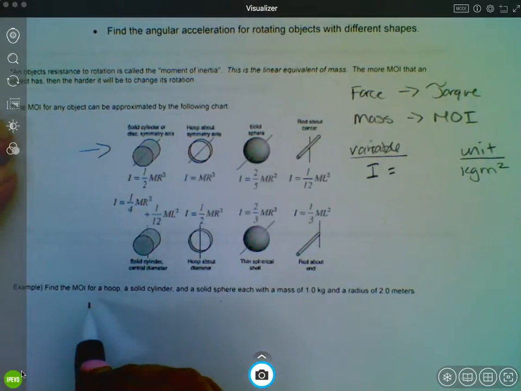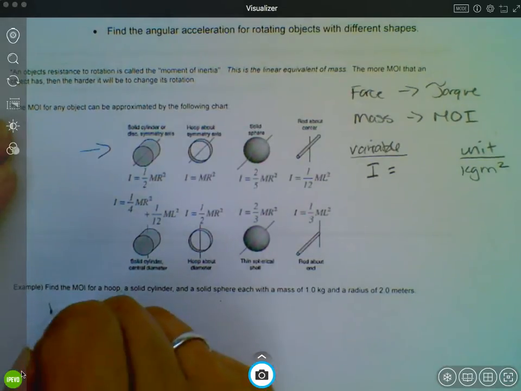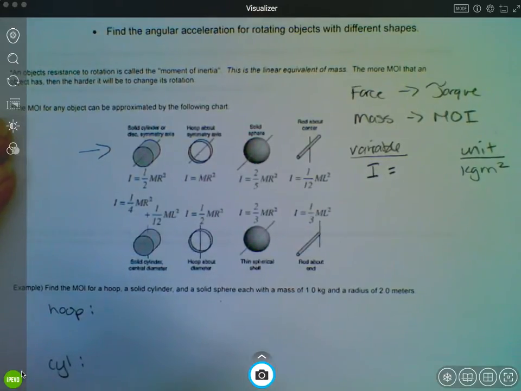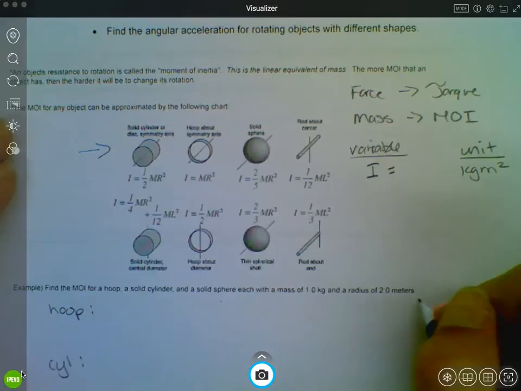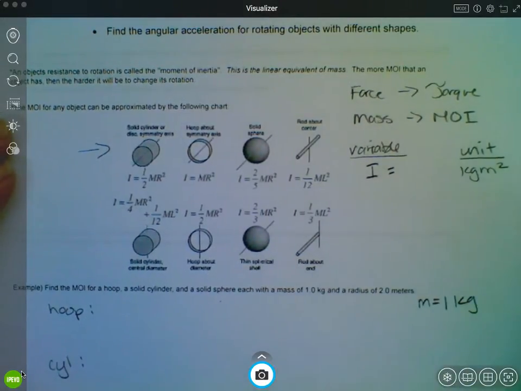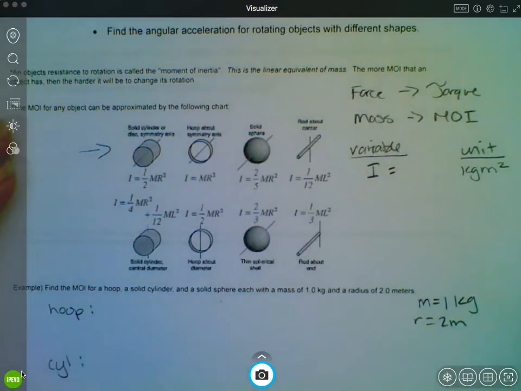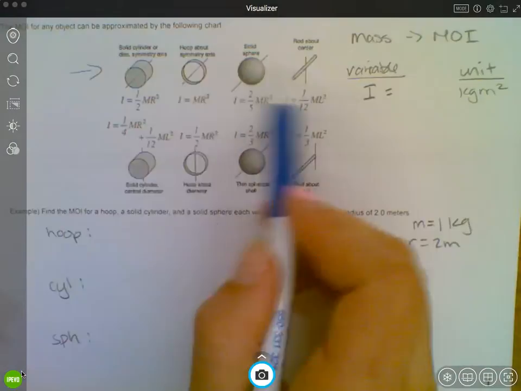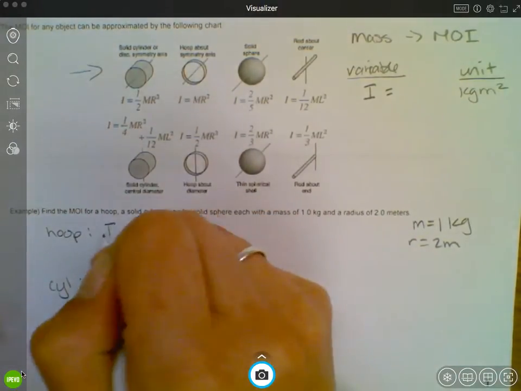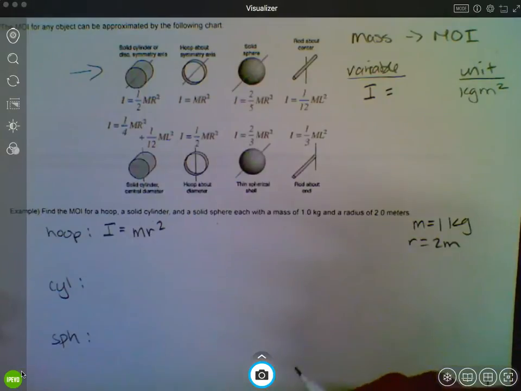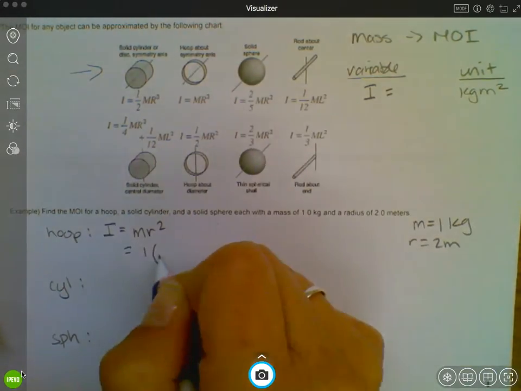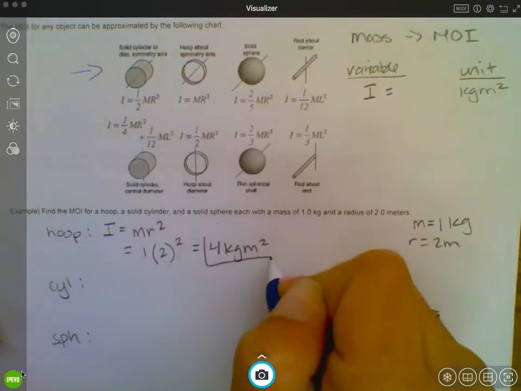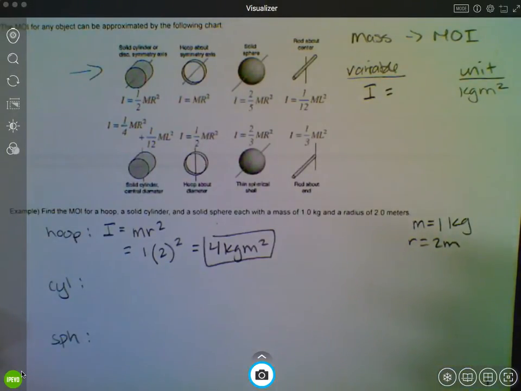Find the moment of inertia for a hoop, a solid cylinder, and a sphere, each with a mass of 1 kilogram and a radius of 2 meters. We just have to plug into the right equations. For a hoop, we find the hoop, and I is equal to mr squared. So 1 times 2 squared equals 4 kilogram meters squared. So the moment of inertia for that hoop is 4.